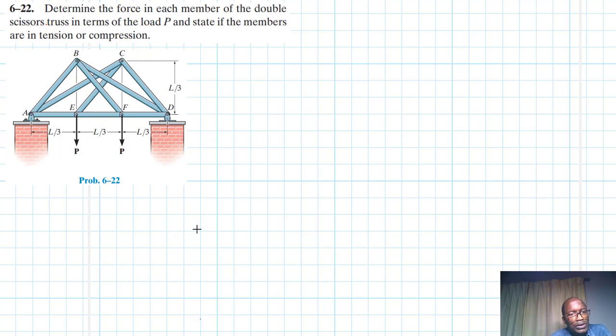Hello, I welcome you all to this another interesting screencast, and the problem reads: determine the force in each member of the double scissors truss in terms of the load P and state if the members are in tension or compression. This problem is coming from the Engineering Mechanics Statics textbook, 13th edition by R.C. Hibbeler.